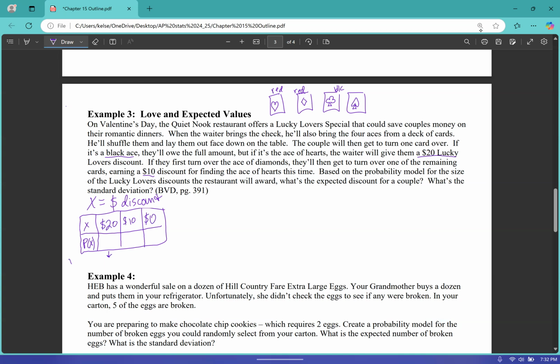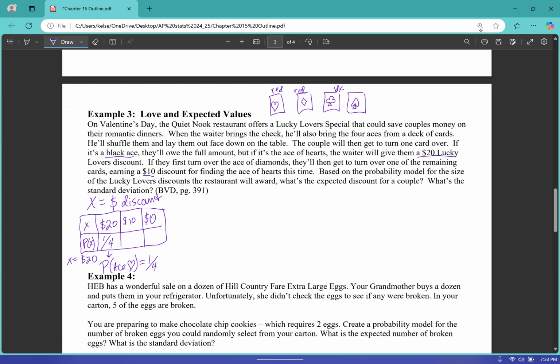So for X is $20, how do we get $20? That's if we draw the Ace of Hearts. So we're looking for the probability of the Ace of Hearts. How many Ace of Hearts are there? 1. And how many total cards do we have to choose from? 4. So the probability of getting a $20 discount is 1/4 or 0.25.